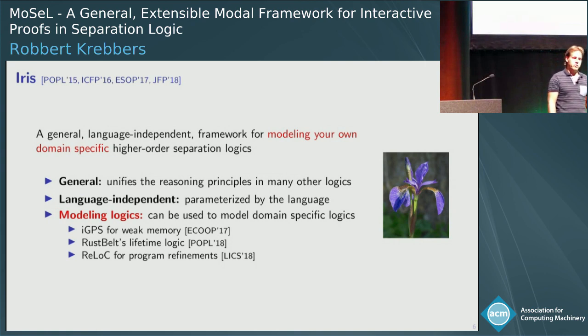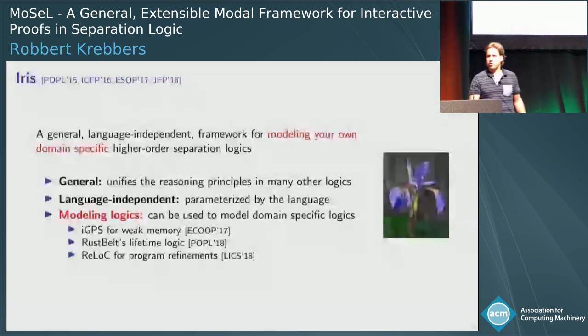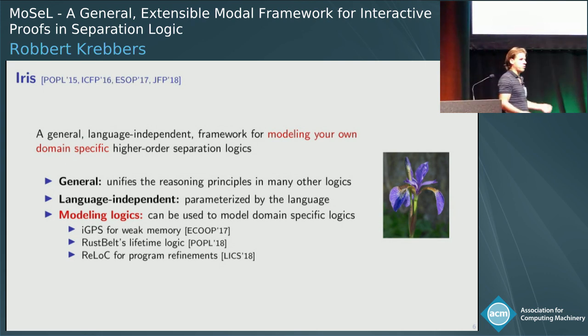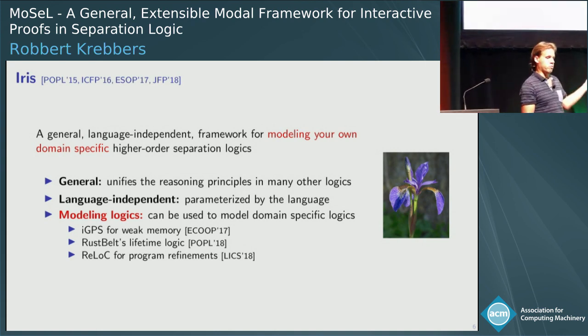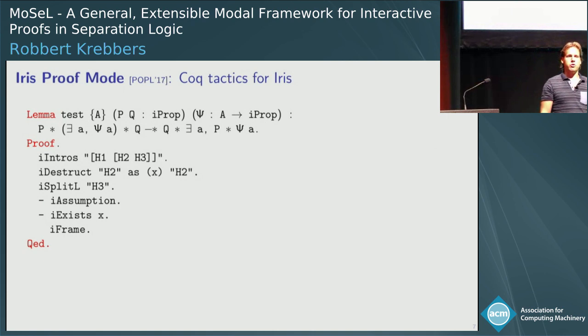And we have been doing that quite a bit. We have used it, for example, for modeling the iGPS logic, which is a logic for weak memory consistency, and some others that are listed here on the slide. Then, of course, whenever we want to do proofs in Iris, we need some machinery for that in Coq. So if you define your logic this way, then you get soundness and so on, but then the question is, how do you do proofs in Iris itself?